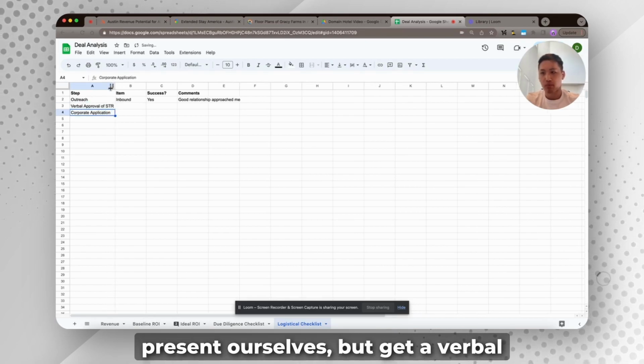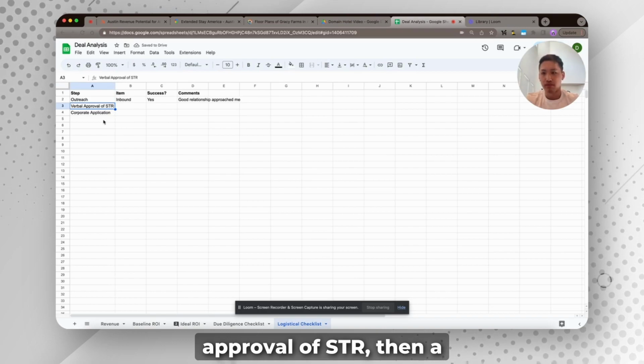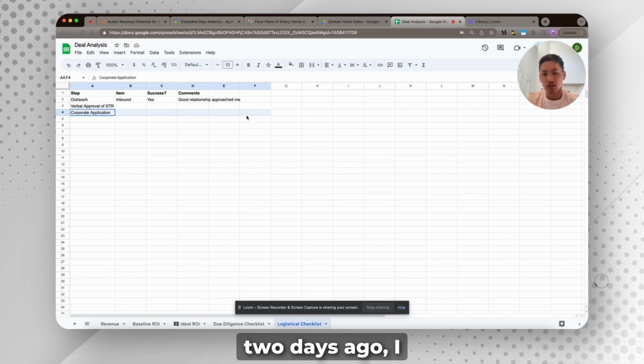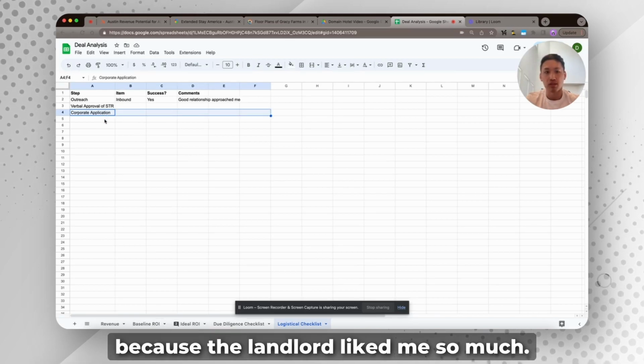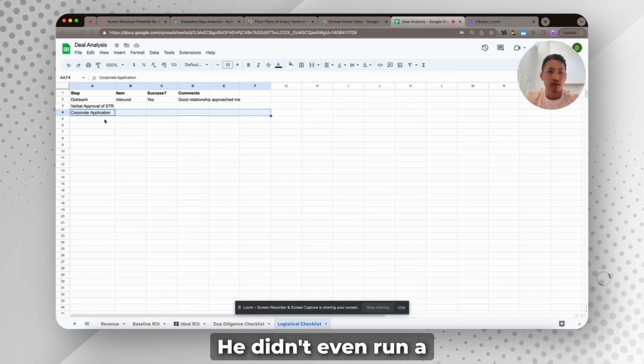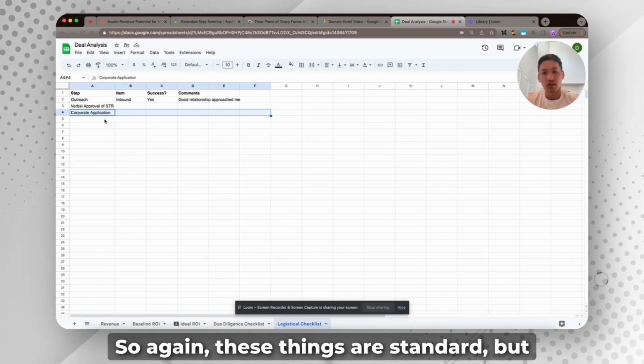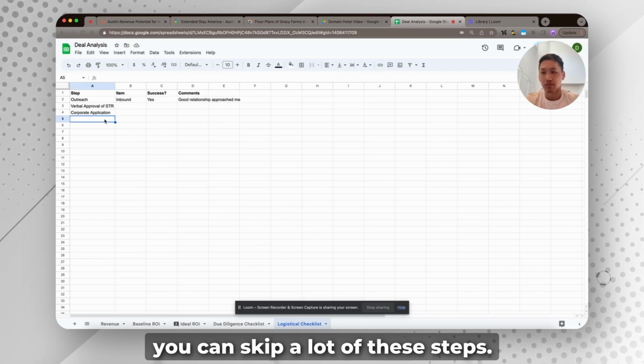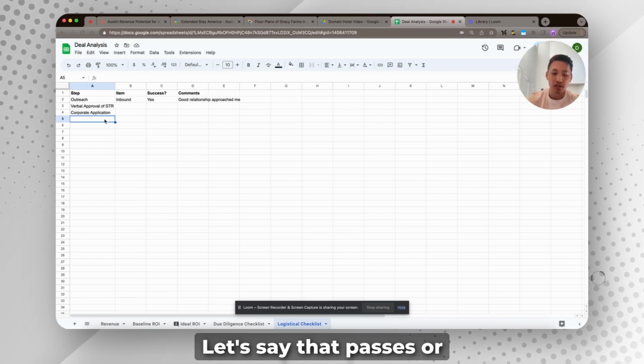There's a very specific way that we present ourselves, but get a verbal approval of STR, then a corporate application, then you pass the corporate application. Again, the lease I just signed 2 days ago, I didn't even have to do this because the landlord liked me so much. He liked my company. He didn't even run a corporate credit check, right? So again, these things are standard, but if you can develop a good relationship, you can skip a lot of these steps.